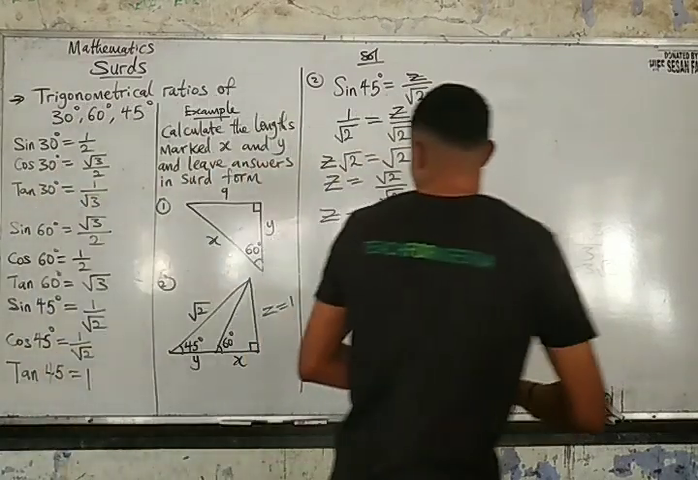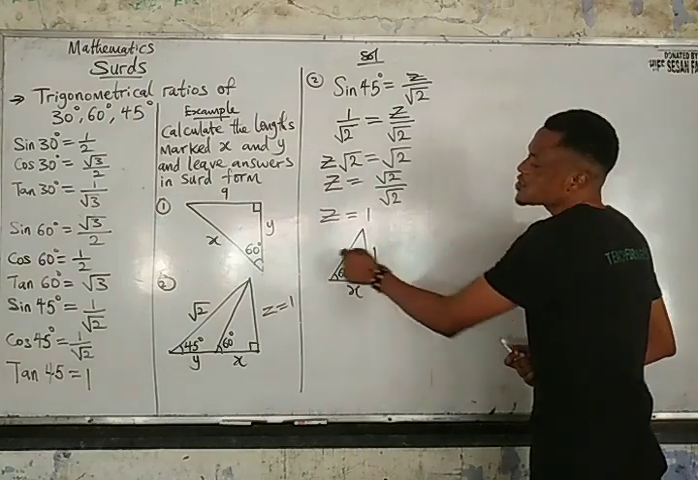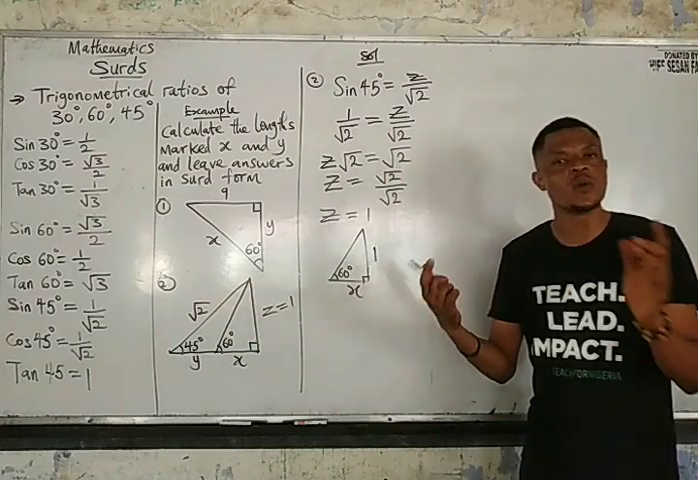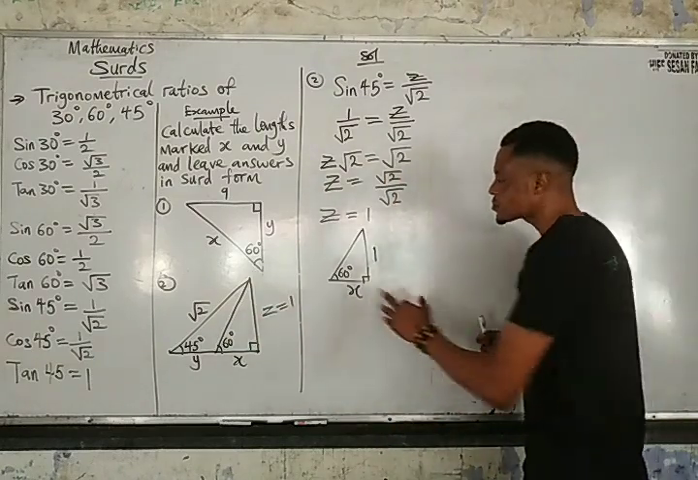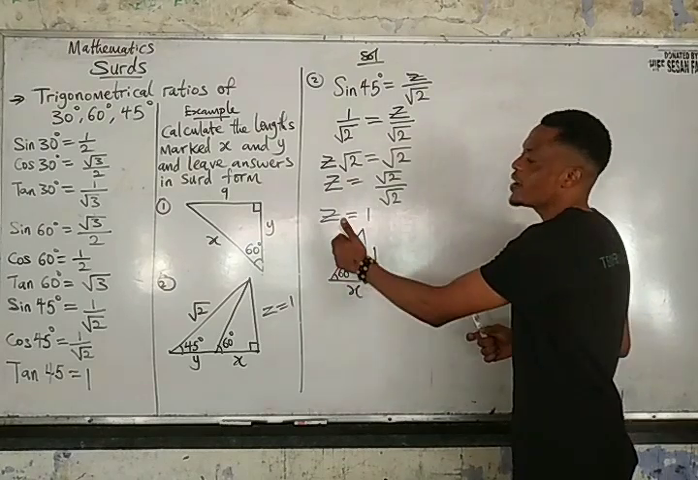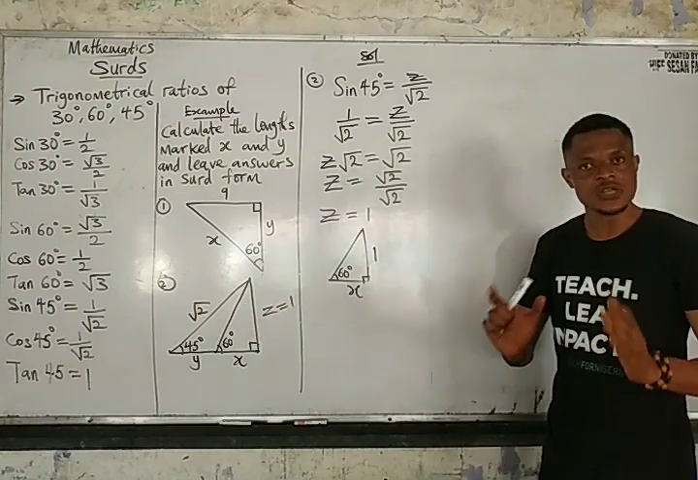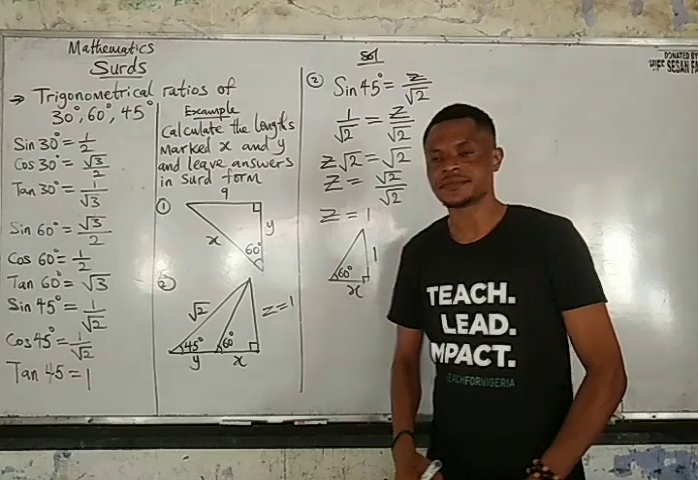Now we proceed again. If we choose to use sine 60, it will be opposite over hypotenuse. We are not interested in finding this place, so it will be a waste of time. Let's try to consider cos. Cos is adjacent over hypotenuse. We've not found this, so we will not use that. It's not suitable. Definitely the third one will work, which is the tan.